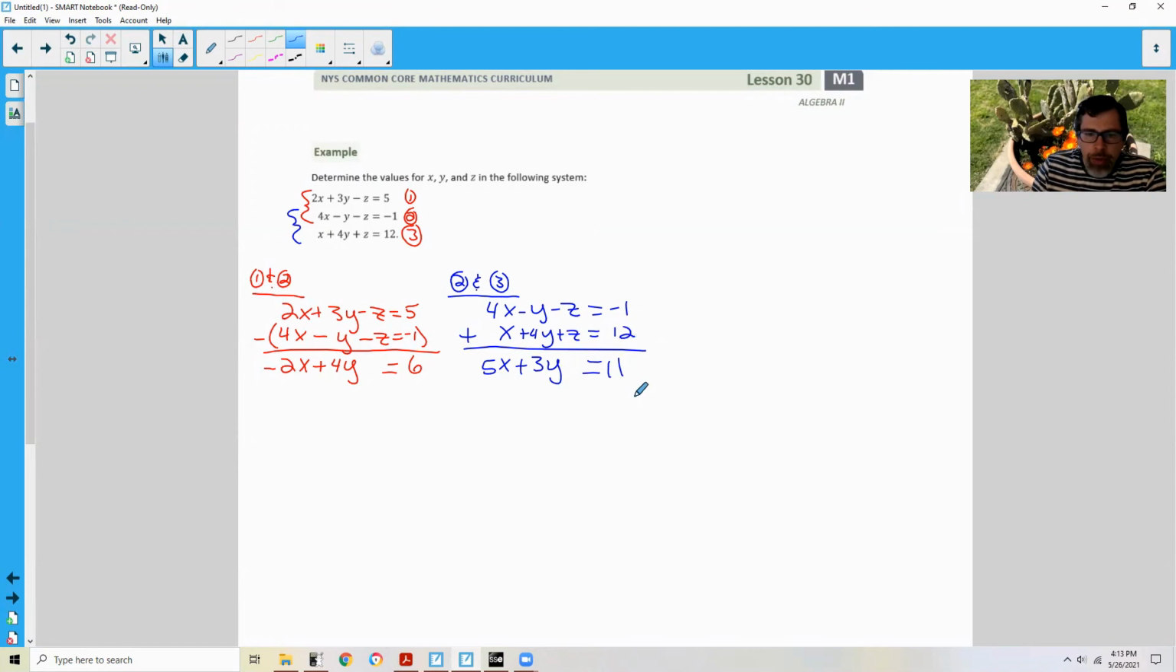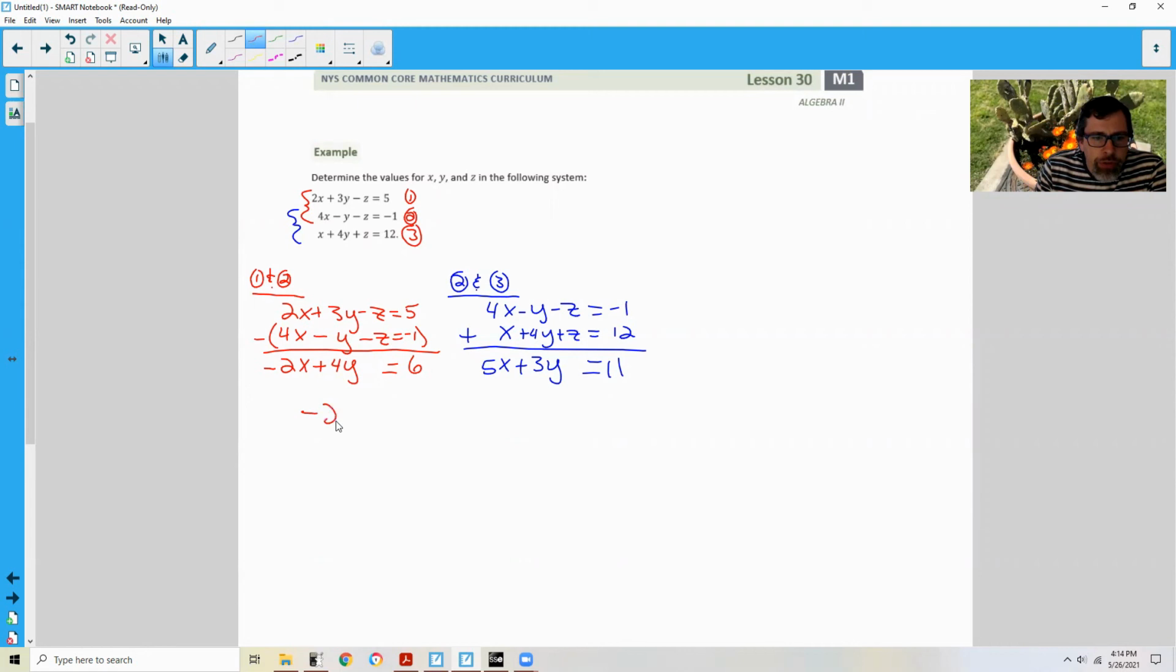Okay, so now I have two equations, and there are no z's. Now we're down to two variables, x and y. Okay, so now I'm going to take the new equation that we got from combining 1 and 2, and the new equation that we got by combining 2 and 3. And we are going to manipulate one of them, or both of them possibly, so that they're opposites. So we could either get rid of the x and solve for y, or get rid of the y's and solve for x. It doesn't matter. So I will get rid of the x's.